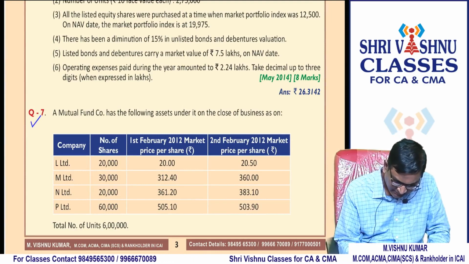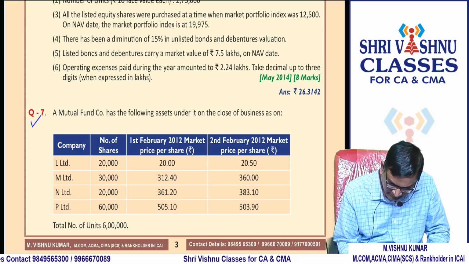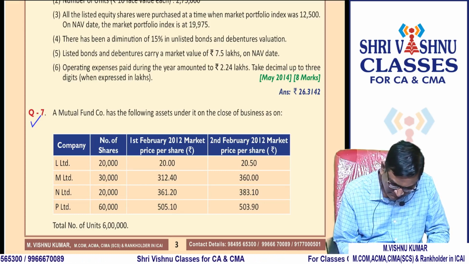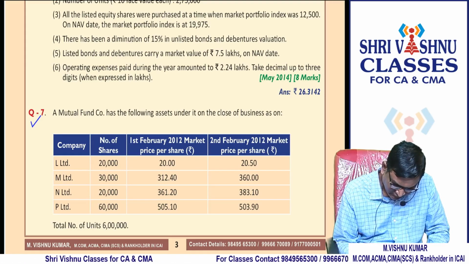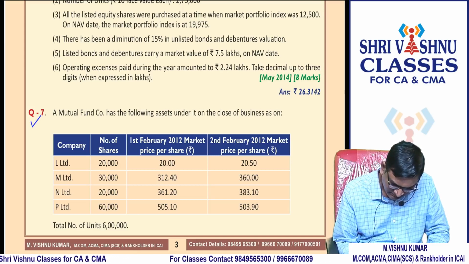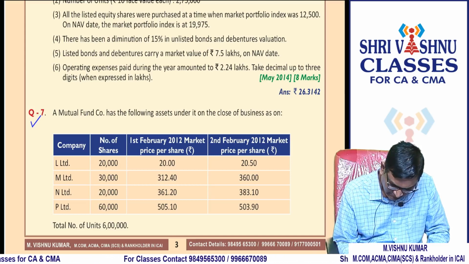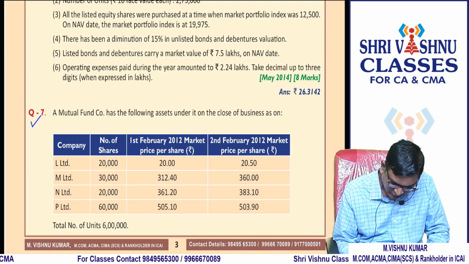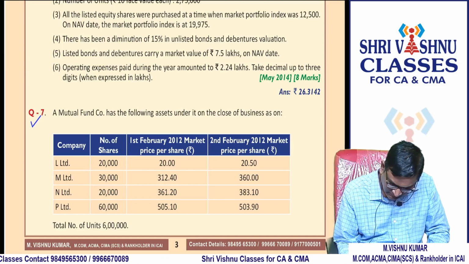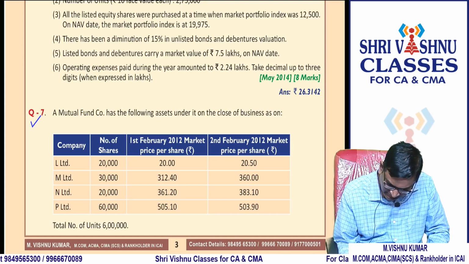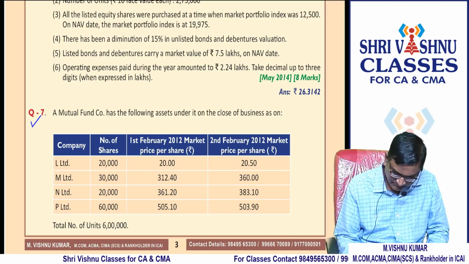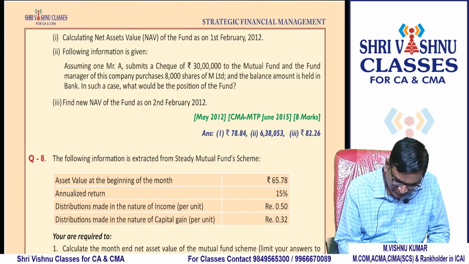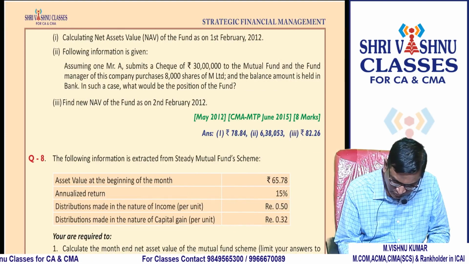A mutual fund company has the following assets under it on close of business, as on company L, M, N, P: number of shares 20,000, 30,000, 20,000. 1st February 2012 market price per share 20, 312.4, 61.2, 505.1. 2nd February 2012 market price per share 20.5, 83.1, 503.9. Calculate the net asset value of the fund as on 1st February 2012.